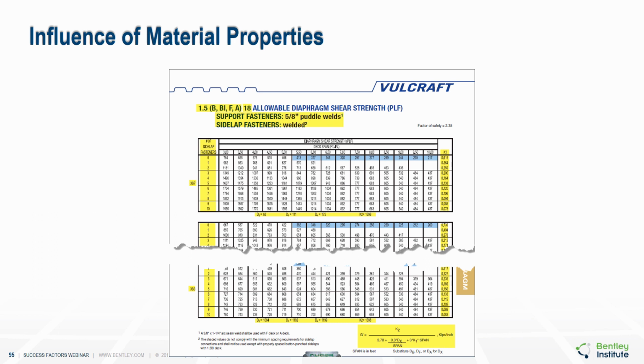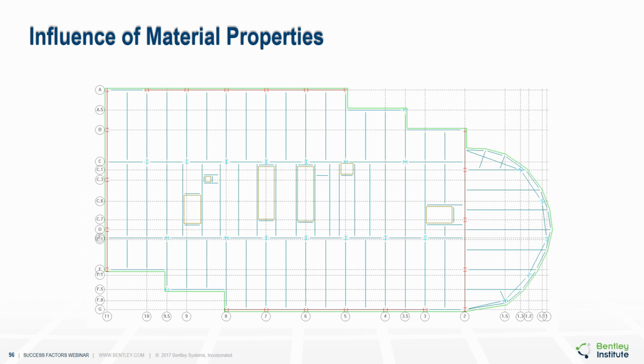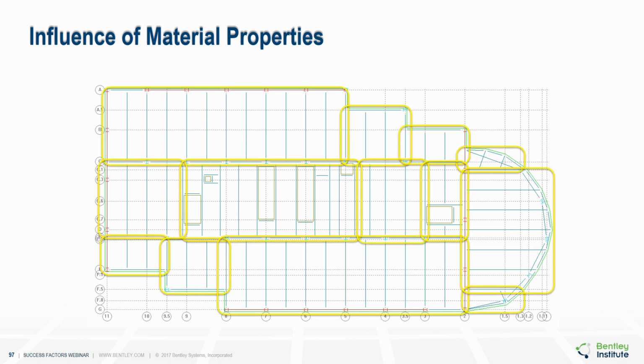Or take the case of a concrete slab. Should you consider cracking? If so, how much? Will that make a difference? Or is the influence of material properties similar to the influence of the mesh size? So for example, here's this floor. It's got different spans in different areas. The deck's oriented differently. Deck spans will be different. And so potentially each of these different areas would need to have a different diaphragm property. So is it necessary to go to these extremes, or can we do something more simple?